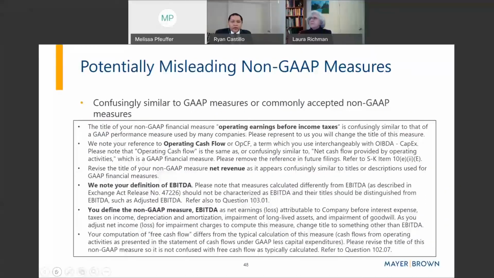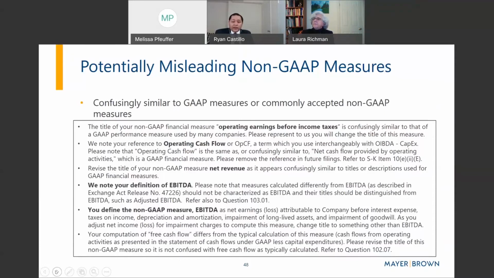Okay, the third general bucket is potentially misleading non-GAAP measures. For example, you cannot use titles of non-GAAP measures that are confusingly similar to GAAP measures. So in bullet 2, when a company uses the term operating cash flow as a non-GAAP measure, the staff called that out, saying that term is the same as or confusingly similar to net cash flow by operating activities, which in turn was the GAAP measure.